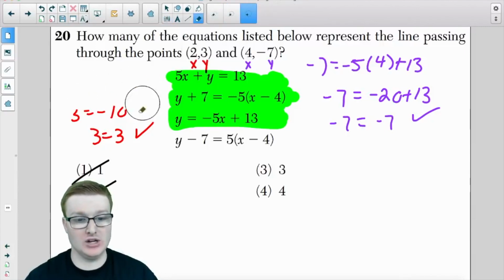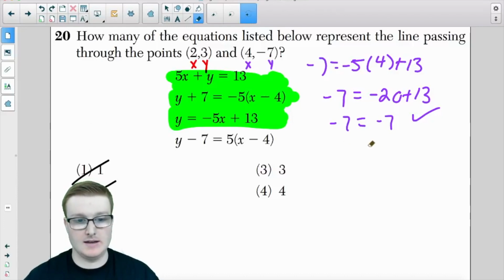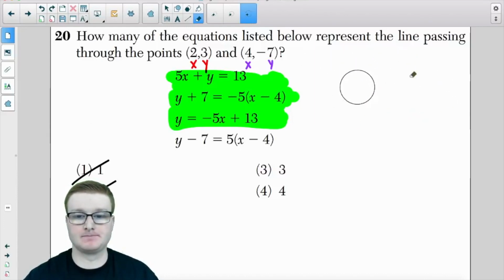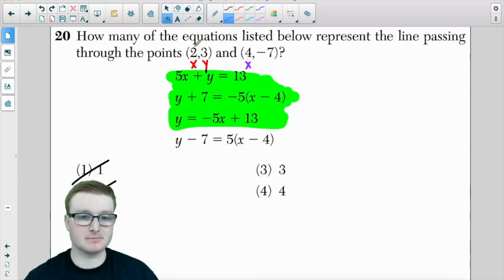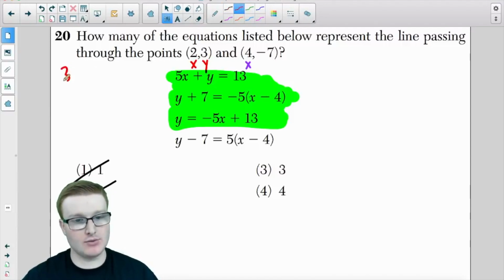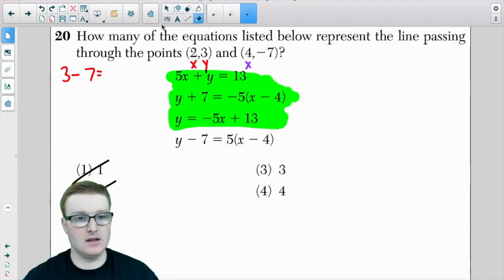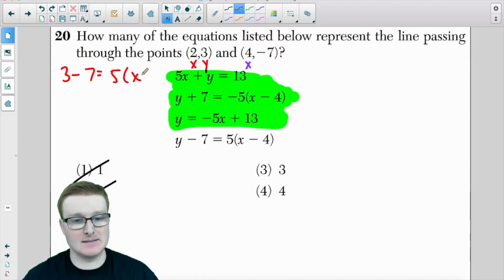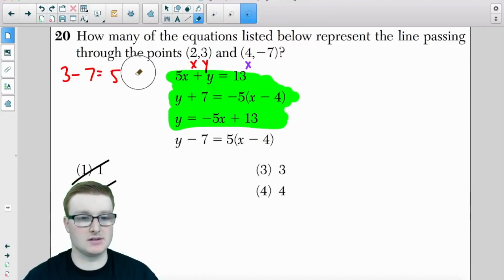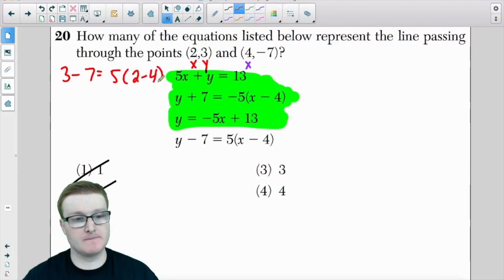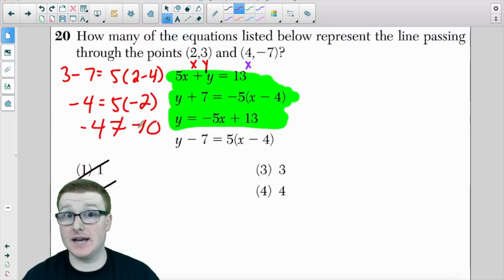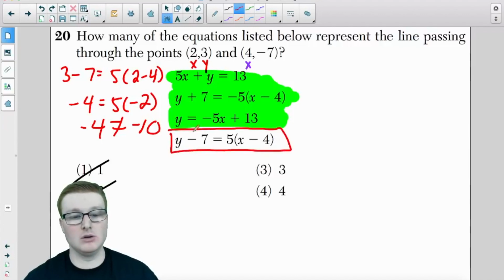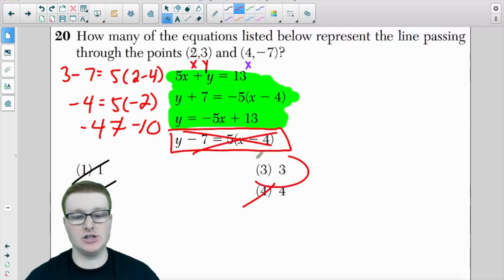Let's go ahead and see if the last equation works. Here we go. So, for the red one, we get 3 minus 7 equals 5 times x minus, I should have replaced that x, 2 minus 4. 3 minus 7 is negative 4. That is equal to 5 times negative 2. Negative 4 does not equal negative 10. So therefore, this doesn't work. Your answer is choice 3.